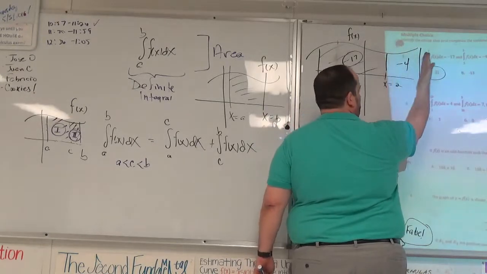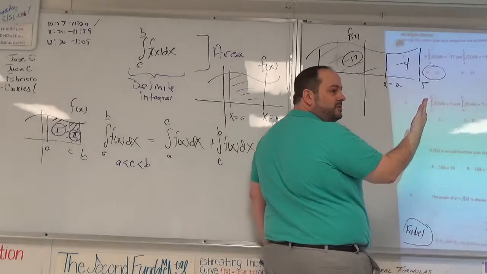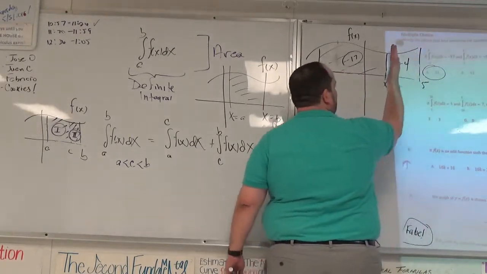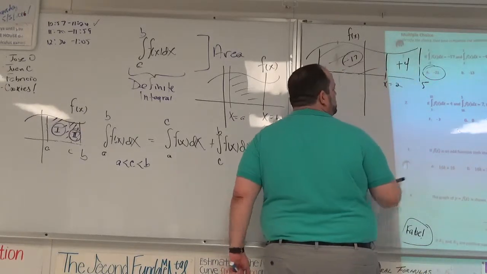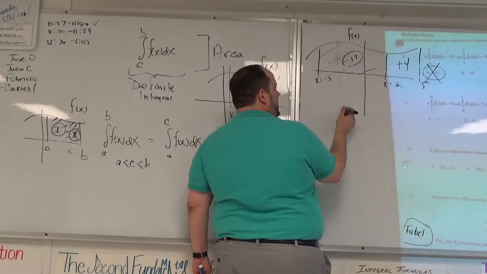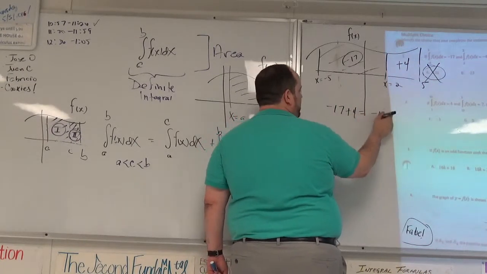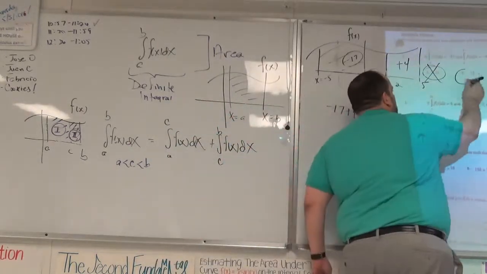And one of the things that we talked about a while ago is order matters, right? Direction matters. If the area from 5 to 2 is -4, then the area from 2 to 5 has to be +4. So really what I need to do is say, oh, I've got -17 as this first area, plus an area of 4, and that's going to give me an area of -13. So it should be B.